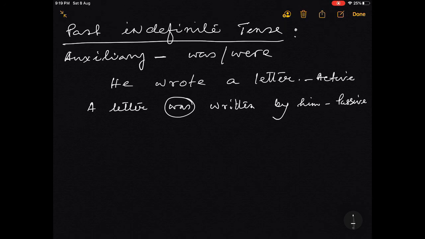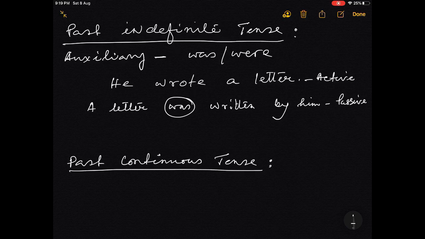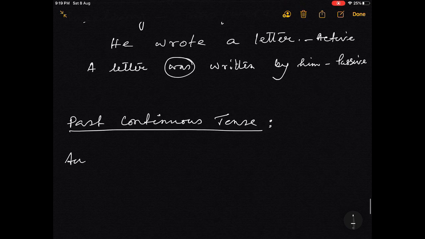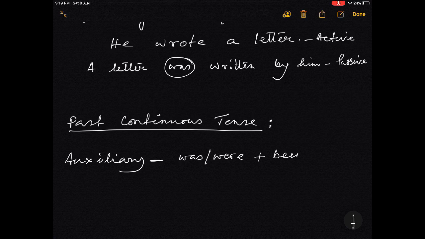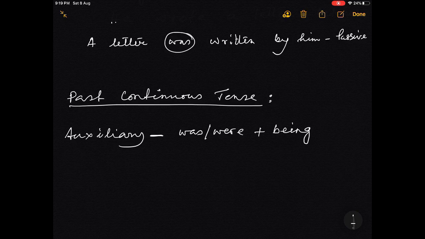Past continuous tense, auxiliary. Same thing: in the present continuous it was am or is or are plus being. Here it will be was or were plus being. Take the same example in this tense form.